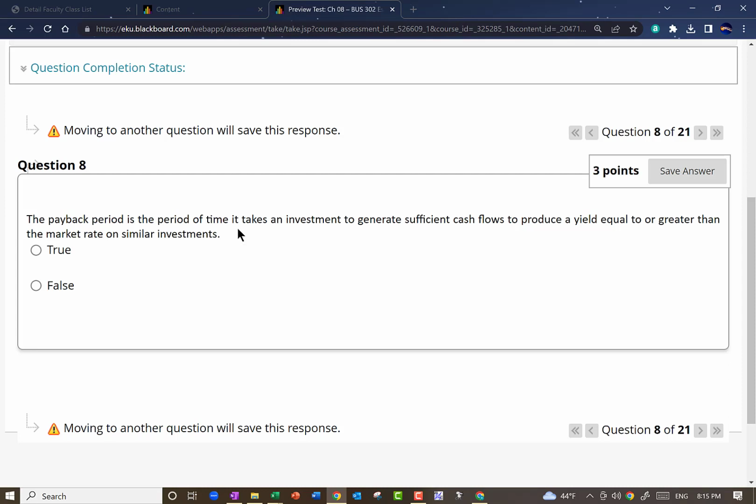The payback period is the period of time it takes an investment to generate sufficient cash flows to produce a yield equal to or greater than the market rate on similar investments. What do you think? No, false. Because it has nothing to do with a yield or anything. It just says, how long does it take for me to get my investment back? On a straight cash basis, without worrying about PV or anything.